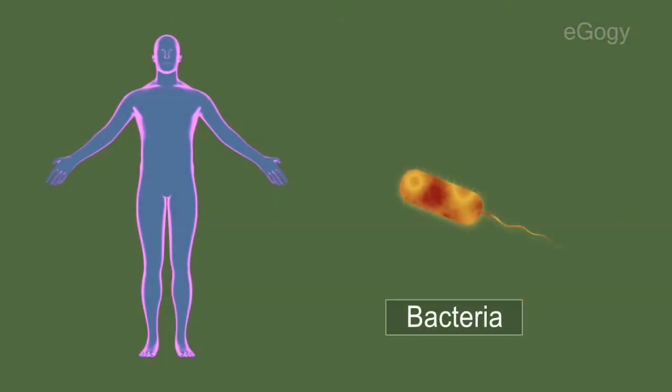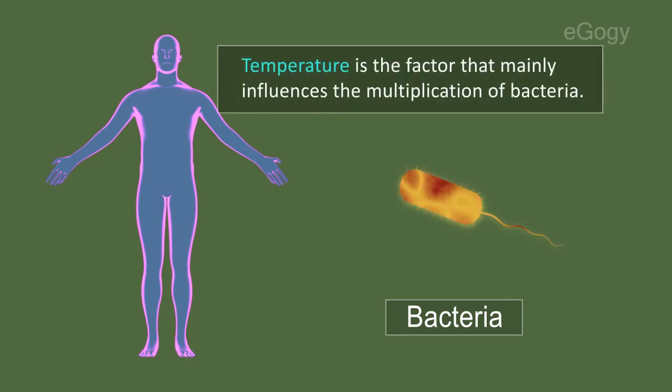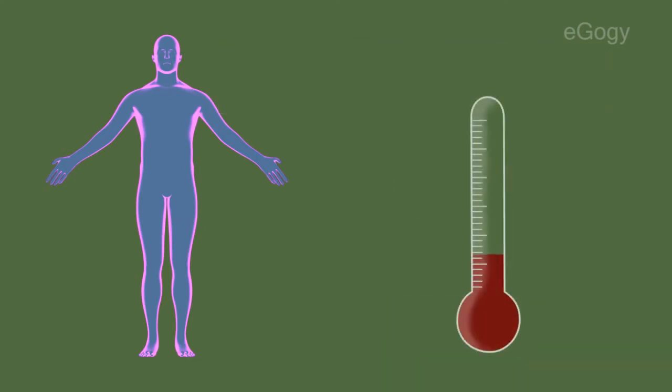Bacteria are the microorganisms which cause diseases in our body. Temperature is the factor that mainly influences the multiplication of bacteria. The average body temperature of human beings is 36.9 degrees Celsius. This temperature is ideal for bacterial multiplication. This is why bacteria spread quickly within the body.